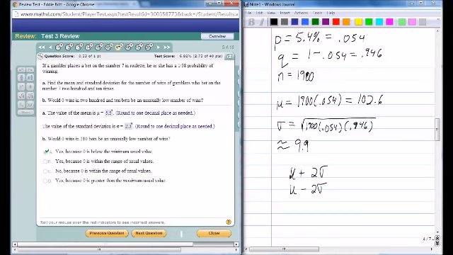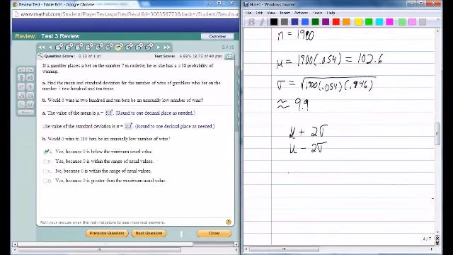Alright. Now, if a gambler places a bet on the number 7 in roulette, he or she has a 1 out of 38 probability of winning. Find the mean and standard deviation for the number of wins of gamblers who bet on the number 7 210 times. So the number 7, that really doesn't have anything to do with it. This 210 times is going to be very important because 210 is going to be our n. That's 210.